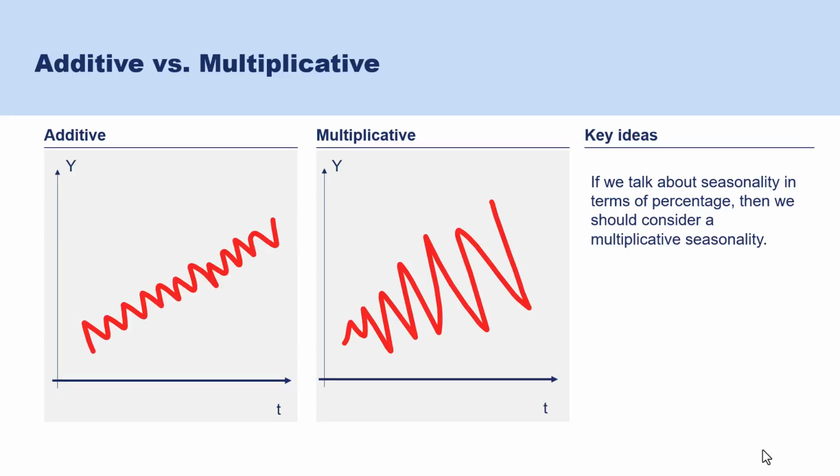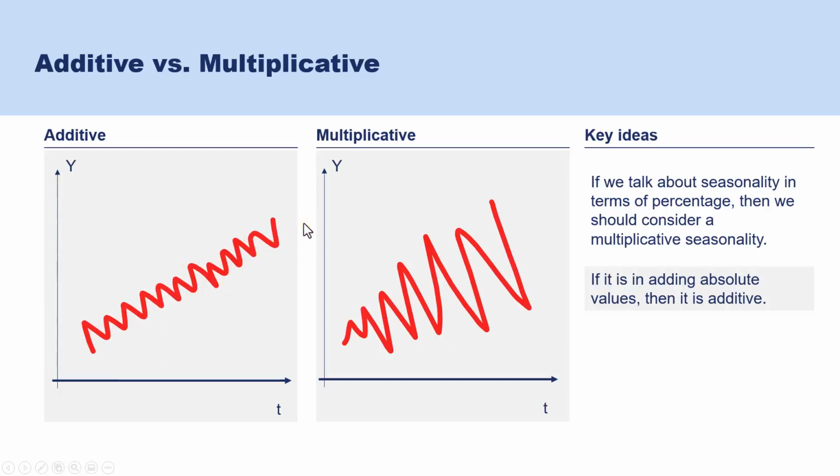This is also what I try to show with my drawing. With the growing trend, then the seasonal cycles also become higher. If, on the other hand, the seasonal cycles are constant, no matter the trend, then it is additive. And the reason is that we always see the same seasonal fluctuation, no matter the trend.